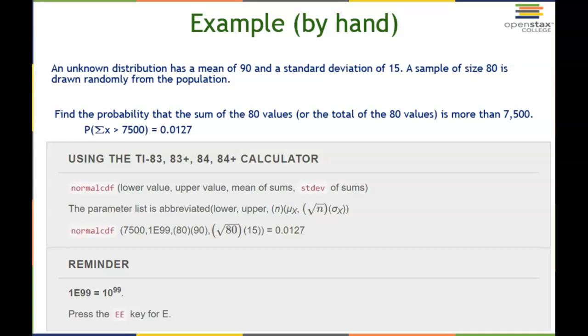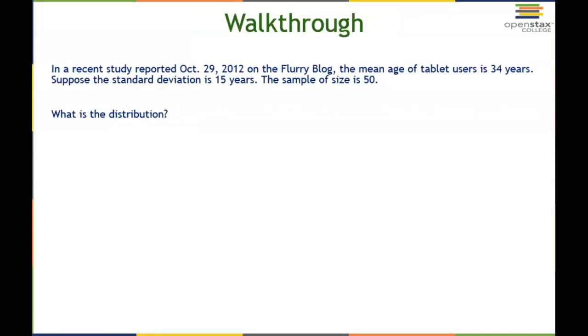Follow those steps. It's time to do a full walkthrough of a problem. In a recent study reported October 29, 2012 on the Flurry blog, the mean age of tablet users is 34 years. Suppose the standard deviation is 15 years. The sample size is 50. Let's take a look at what distribution we're going to use. Now, because we're in 7.2, let's go ahead and use the distribution is normal for the sums by the Central Limit Theorem. That's what we're going to use.